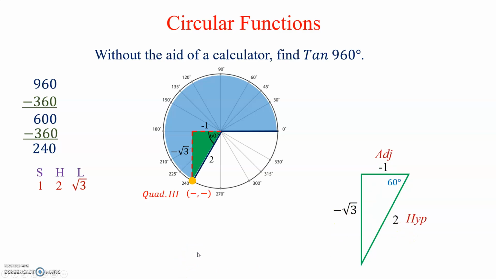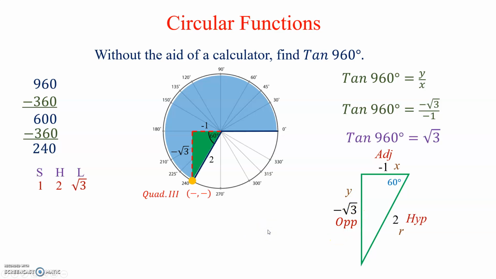Well, these used to be the adjacent, the opposite, and the hypotenuse, but now they're the x, the y, and the r. So we're ready to answer the question. If tangent of 960 is found by simply y over x, we transition the information. Negative radical 3 was the y, negative 1 was the x. Simplify. Tangent of 960 is radical 3.